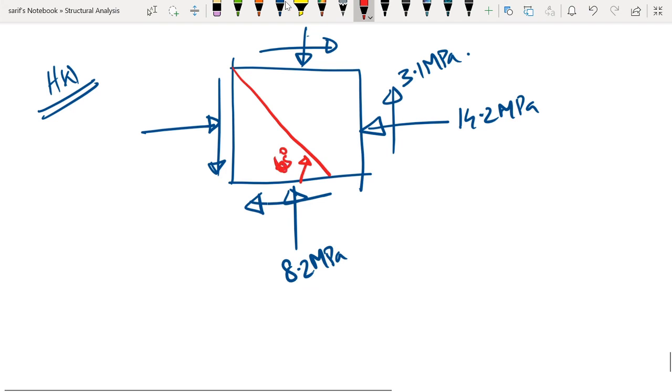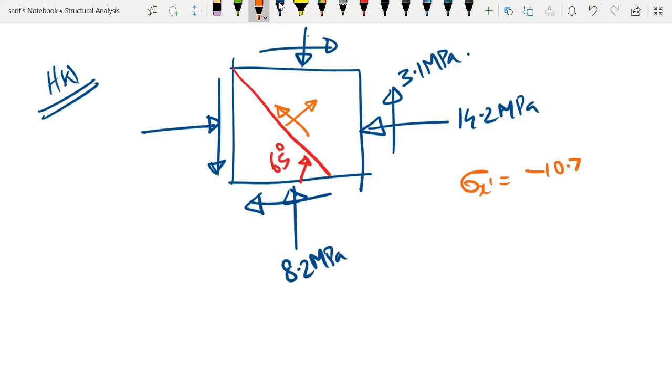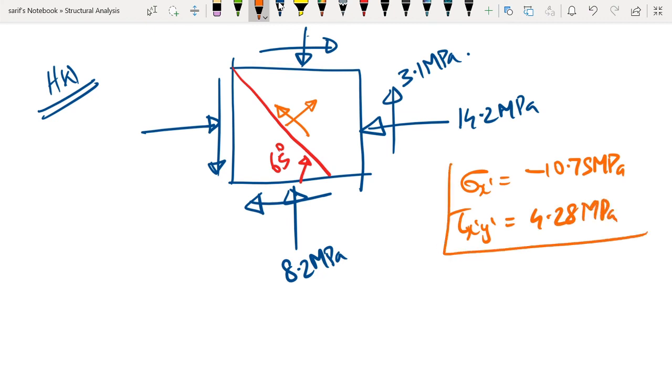Okay, so this is the question. We need to find the stresses on the inclined plane. When I say stresses on the inclined plane, there is going to be a normal stress and another, a shear stress. These two stresses have to be found out. The answer is sigma x dash will come out as minus 10.75 megapascal and tau x dash y dash is going to come out as 4.28 megapascal. So these are the answers.